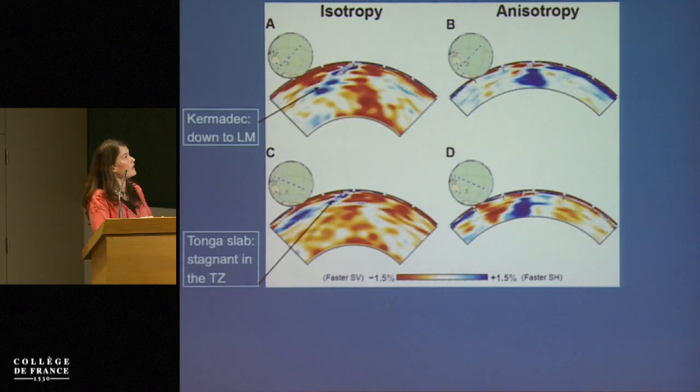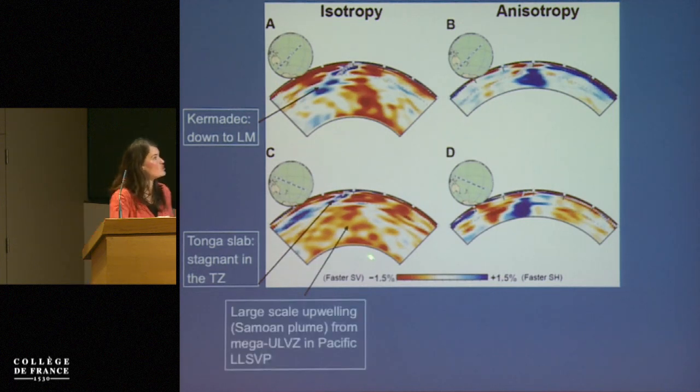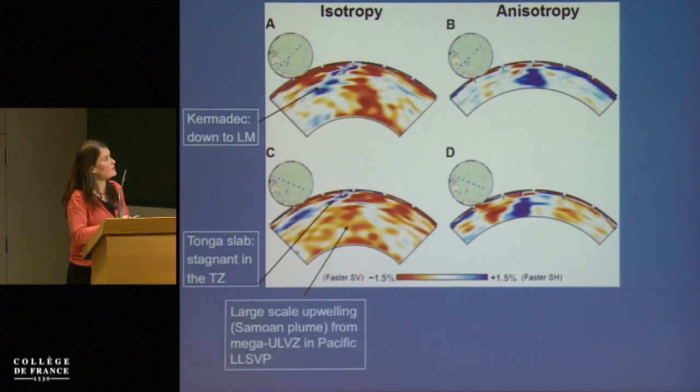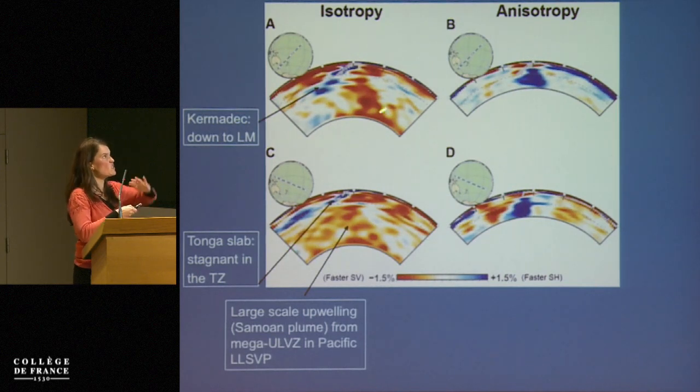Then still on the isotropic images, we see this very prominent, strong, low-velocity anomaly, which seems to come all the way from the core mantle boundary. In the Tonga region here, it seems to really be all the way beneath the slab, whereas in the Kermadec, it's not so much really following the whole slab.